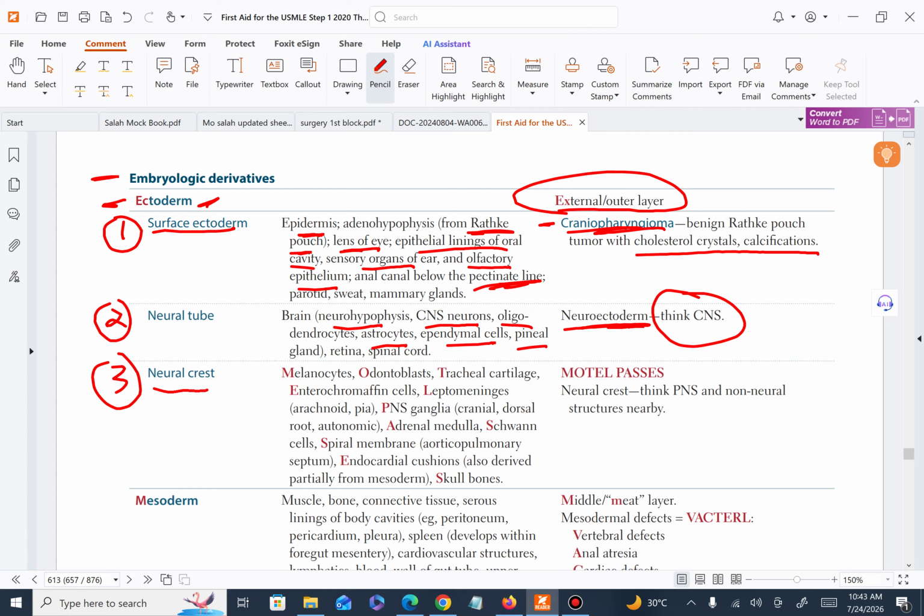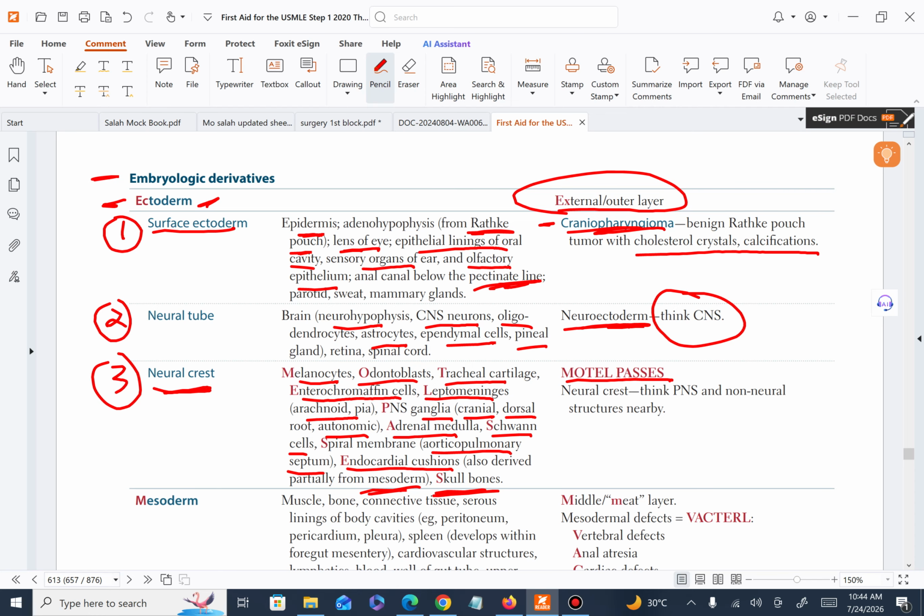Then the derivatives of the neural crest cells, we can remember by the mnemonic. The structures which derive from the neural crest are melanocytes, odontoblasts, tracheal cartilage, enterochromaffin cells, leptomeninges, which consist of arachnoid and pia mater, peripheral nervous system ganglia, which consist of cranial, dorsal root, and autonomic ganglia, adrenal medulla, Schwann cells, spiral membrane, which converts to aorticopulmonary septum, endocardial cushions, also derived partially from mesoderm, and the skull bones. These all structures arise from the neural crest cells.